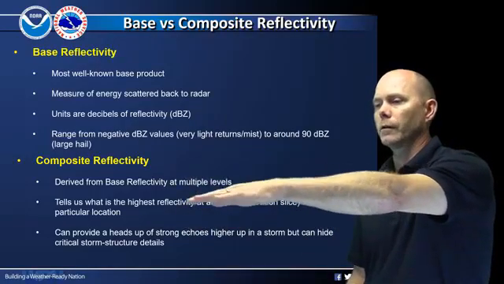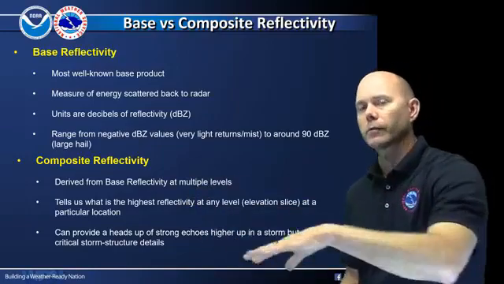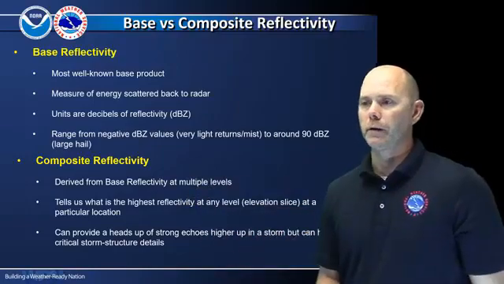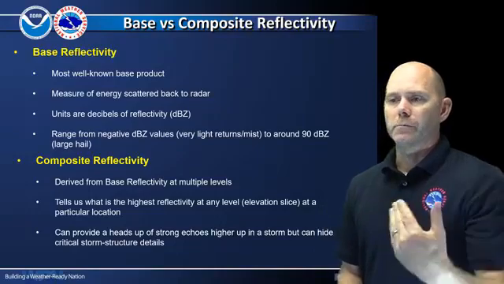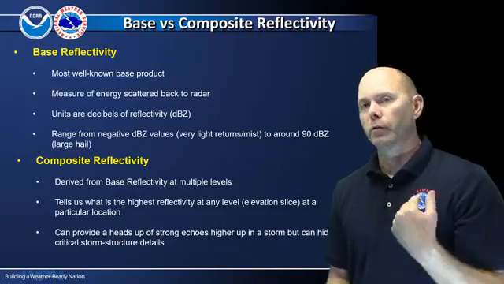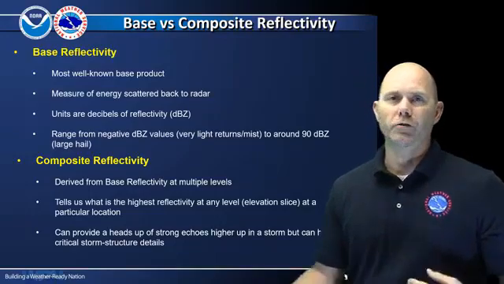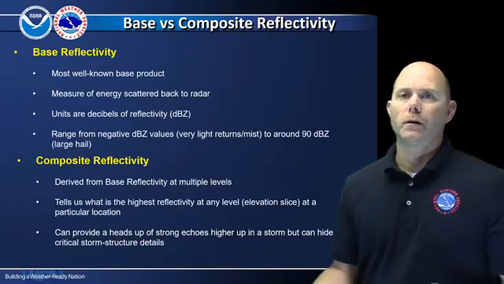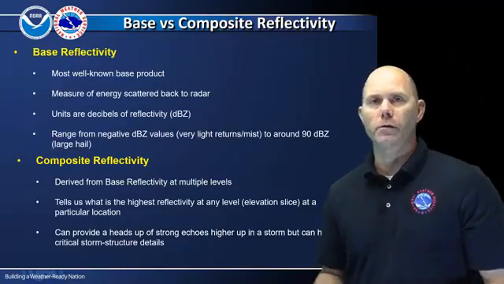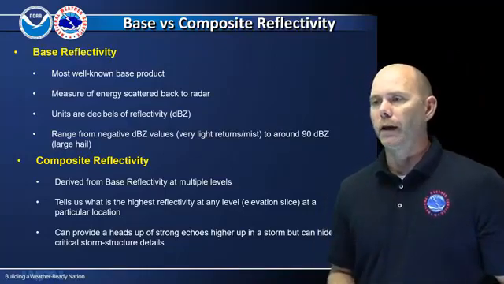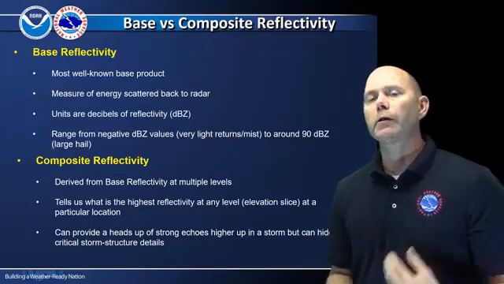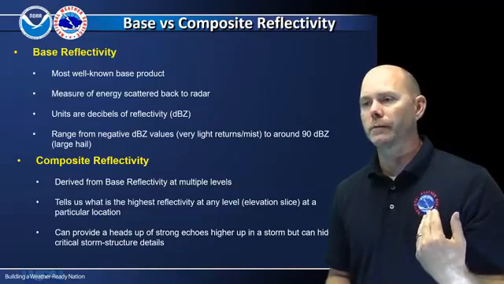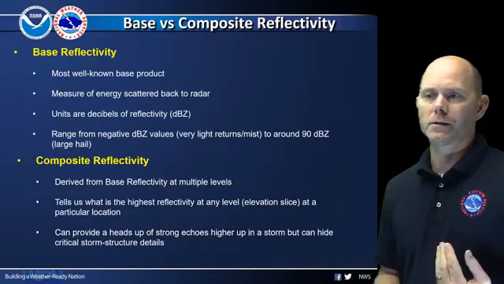So I've already talked about base reflectivity, and that base reflectivity is generally the lowest slice from the radar, closest to the horizon, that's going to look as low as we can in the atmosphere. And that is measuring the energy scattered back toward the radar. And that's where generally you see greens with light precipitation, yellows with moderate precipitation, reds associated with heavy precipitation.